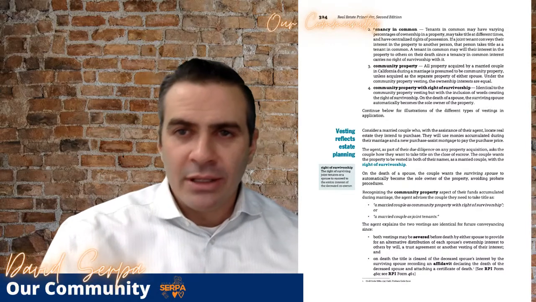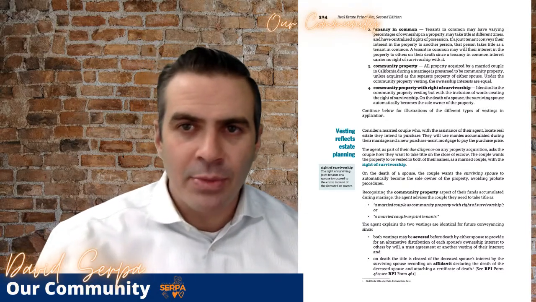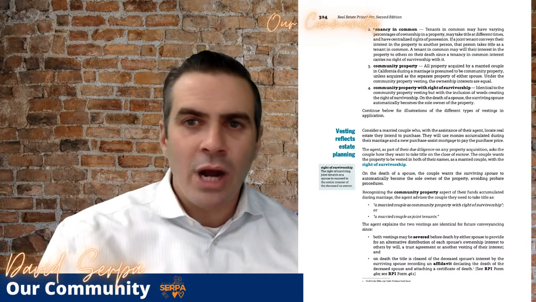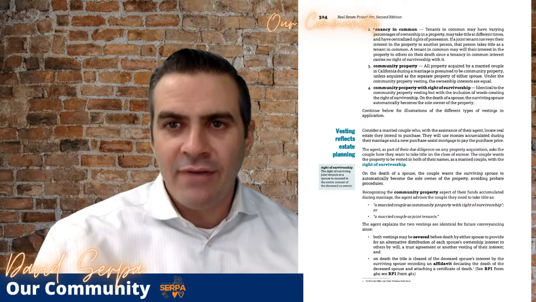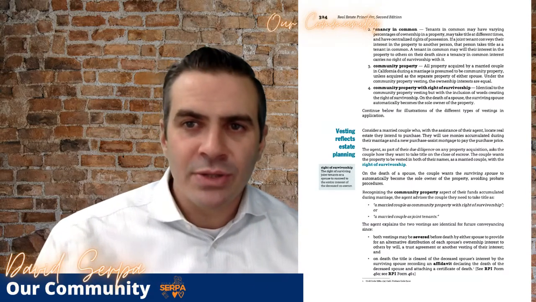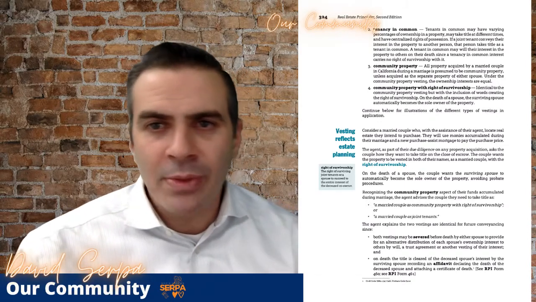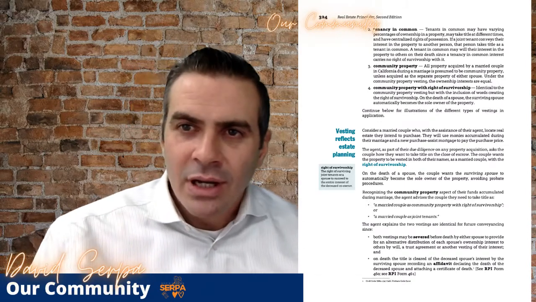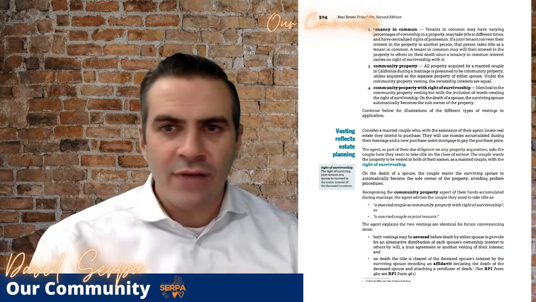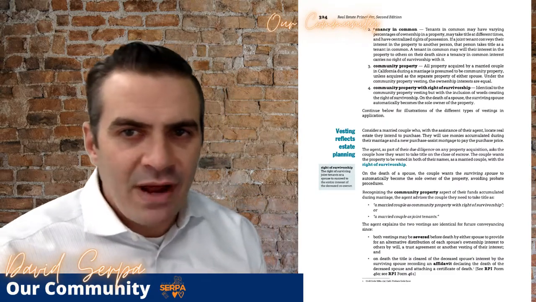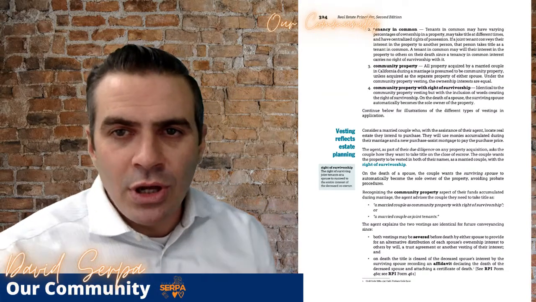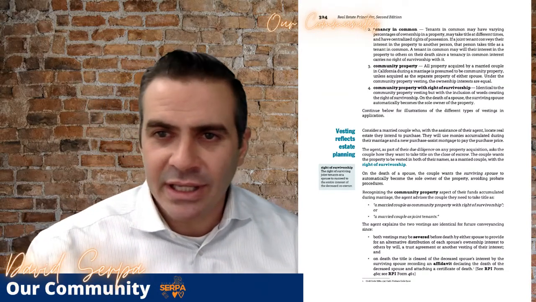Three, community property. All property acquired by a married couple in California during a marriage is presumed to be community property, unless acquired as the separate property of either spouse. Under the community property vesting, the ownership interests are equal. Community property with right of survivorship is identical to the community property vesting, but with the inclusion of the words creating the right of survivorship. On the death of a spouse, the surviving spouse automatically becomes the sole owner of the property. Continue below for illustrations of the different types of vesting in speculation.